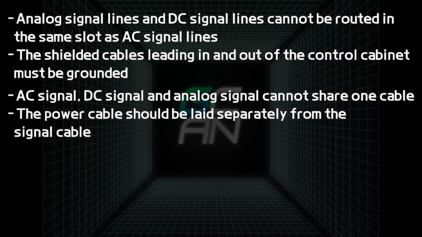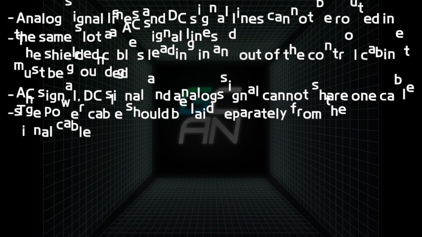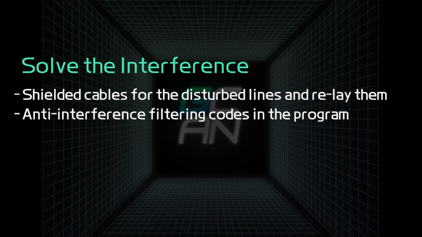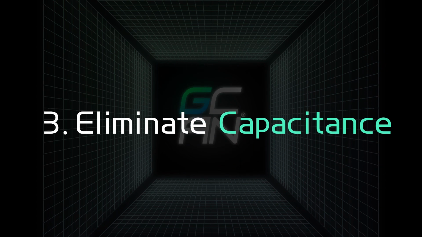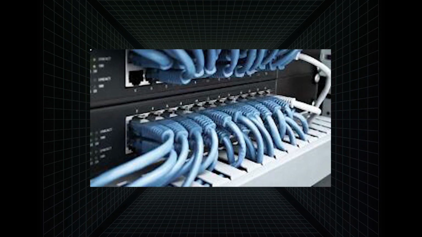The AC signal, DC signal and analog signal cannot share one cable, and the power cable should be laid separately from the signal cable during on-site maintenance. The methods to solve the interference include: use shielded cables for the disturbed lines and relay them. 3. Eliminate capacitance between wires, even if it is a qualified cable.